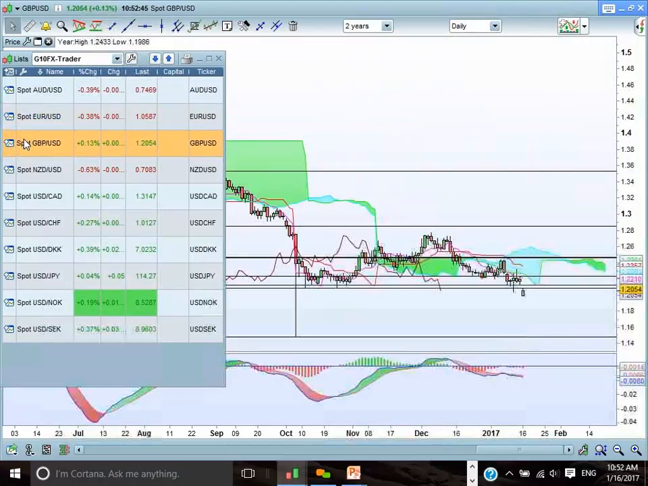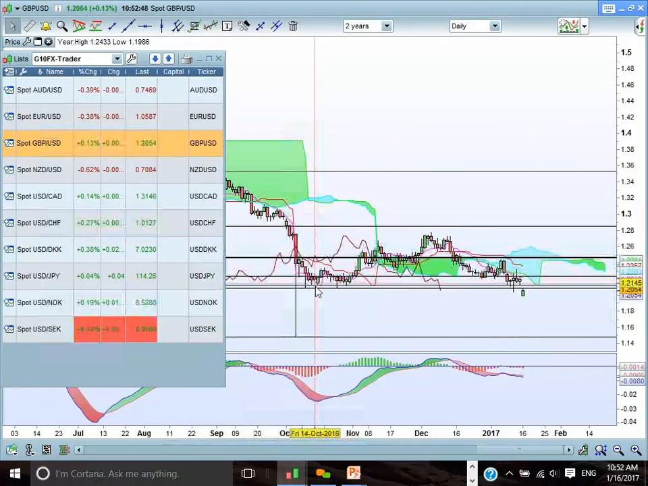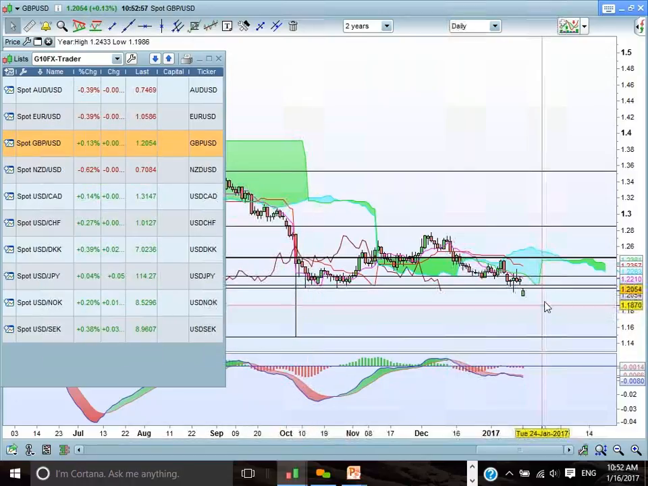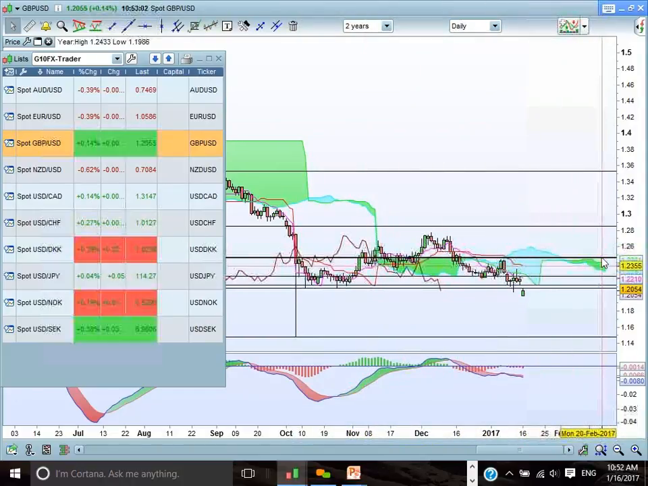Sterling also gapped down below the 120 this morning, broke through a very long support, broke a range of very long support here, and we could see 116, 118 as the next downside target. The cloud is moving somewhat sideways. The front end of the cloud here is confirming the downtrend that's in place.